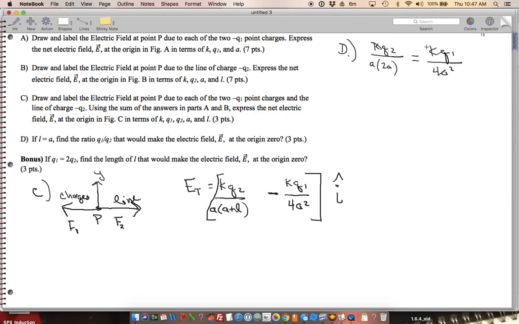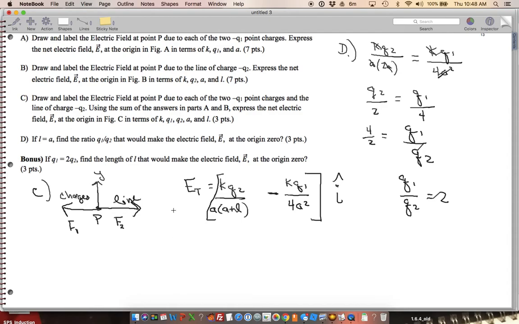Now I can cancel out my k's, I can cancel out my a's, and I'm left with Q2 over 2 is equal to Q1 over 4. So if I want Q1 over Q2, I'm just going to bring Q1 down, Q2 down here, and bring the 4 up there. So I'm going to have 4 over 2 is equal to Q1 over Q2. So Q1 over Q2 is equal to 2. So that's D.